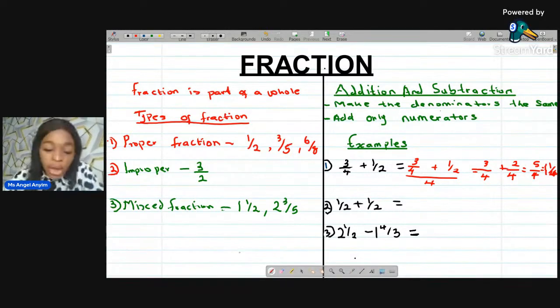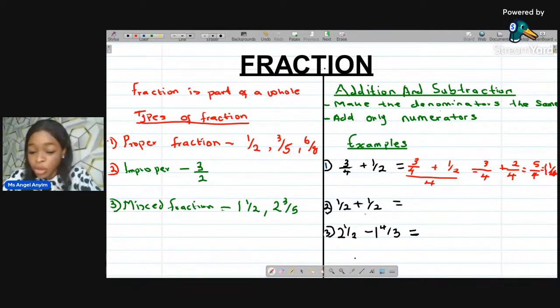Okay. Now look at number 2. Number 2 said 1 over 2 plus 1 over 2. And you can see 1 over 2 plus 1 over 2, they already have the same denominator. So there's no need to find LCM. So what you do is you just add them straight. 1 plus 1, 2.